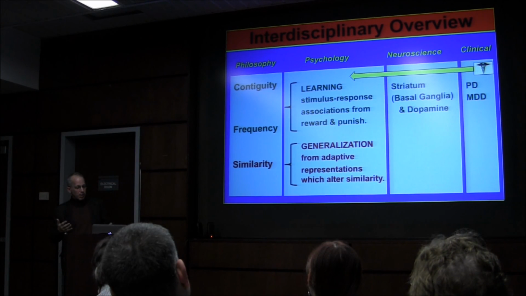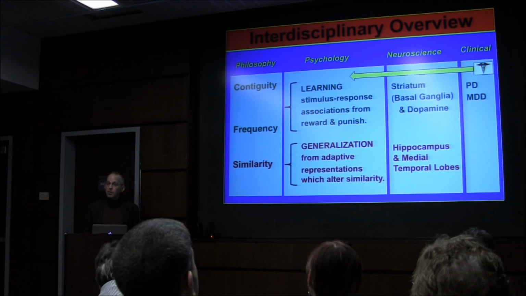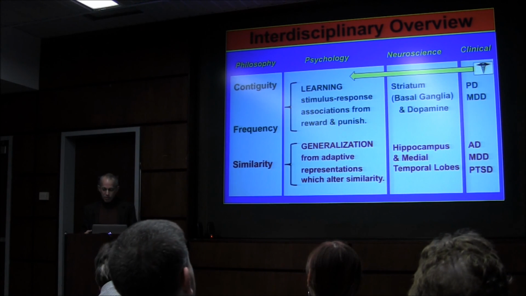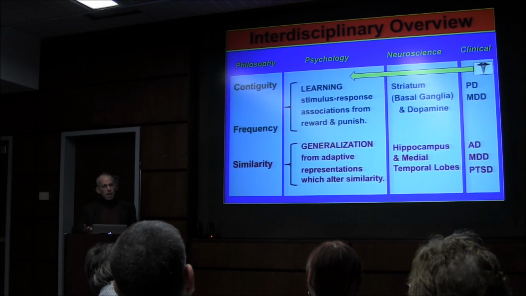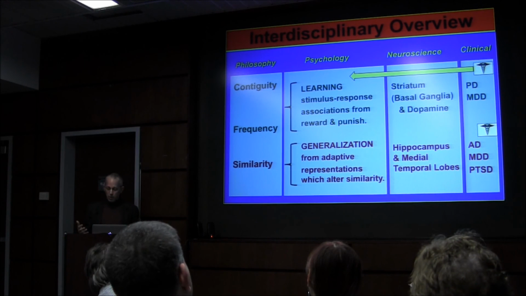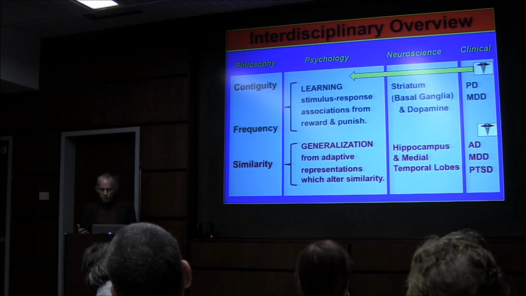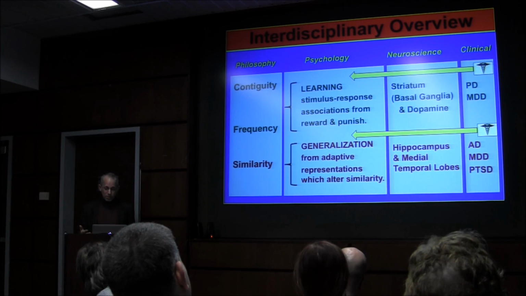The second pathway starts with Aristotle's principle of similarity, which we have mapped onto generalization from adaptive representations, which associate with the neuroscience of the hippocampus and the medial temporal lobe, with implications for Alzheimer's, depression, and PTSD. Again, this not only provides a line of basic research, but sets us up to ask questions from a medical and clinical perspective. When we treat people for these disorders, are we affecting the hippocampus? And if so, how might that be altering generalization?